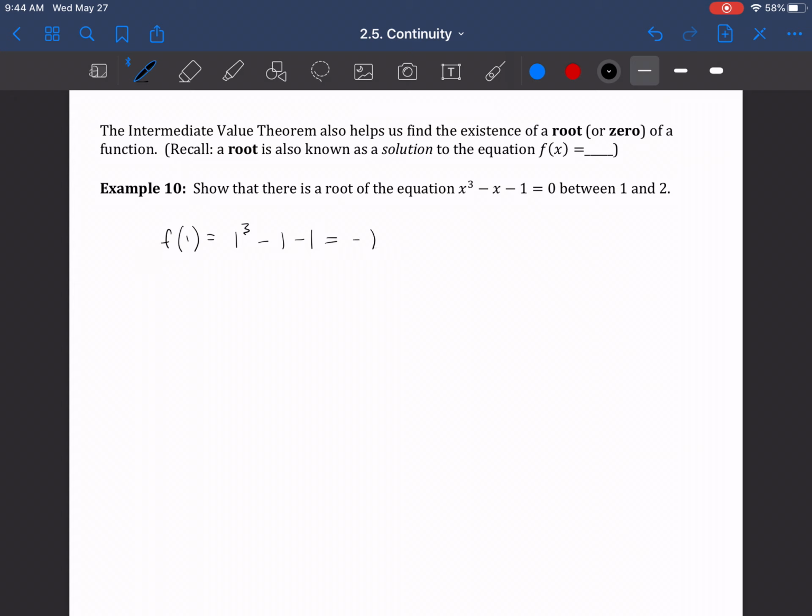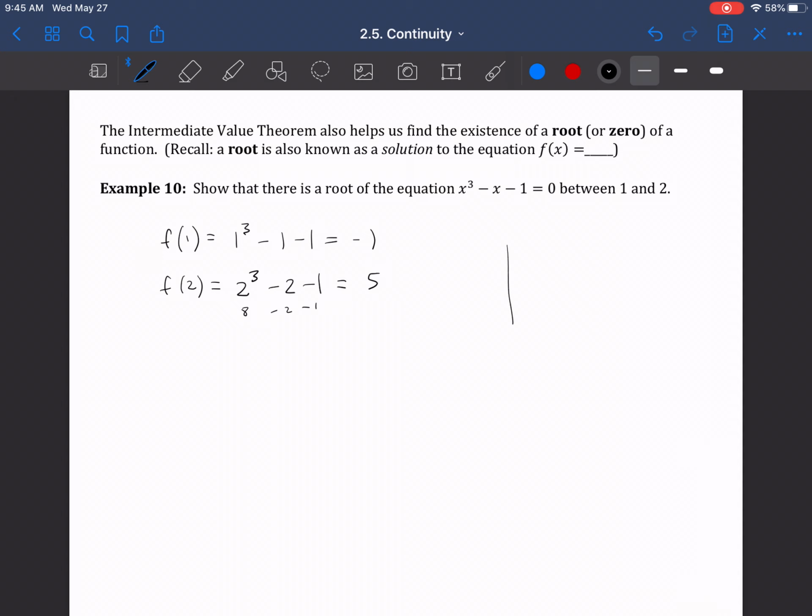Okay? And then we can look at f of 2. F of 2 is 2 cubed minus 2 minus 1, which is ultimately going to equal 5, because this is 8 minus 2 minus 1. So this is going to equal 5.